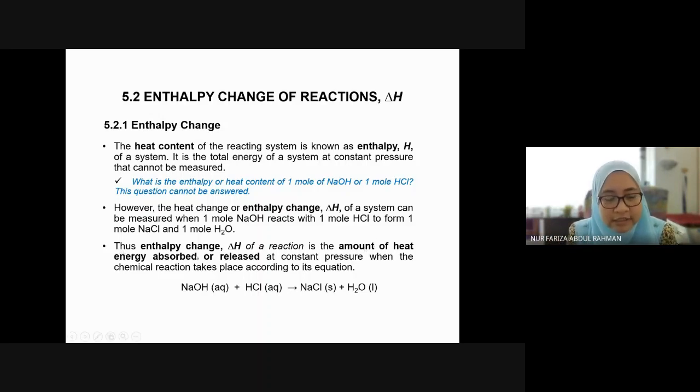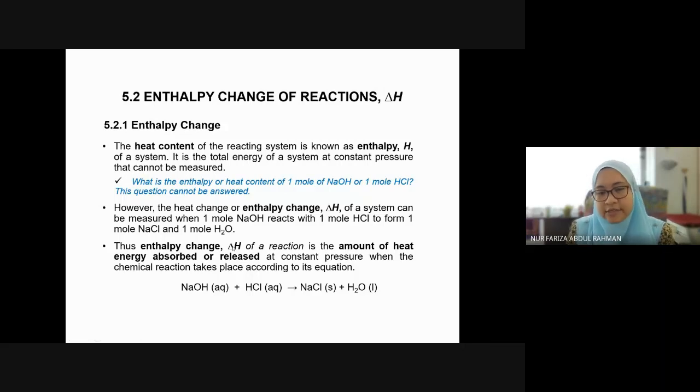So thus the enthalpy change of reaction is the amount of heat or energy absorbed or released at constant pressure. It must be at constant pressure when the chemical reaction takes place according to its equation. So this is the equation that we have explaining this statement here. Okay, so for this reaction, we can measure the enthalpy change.